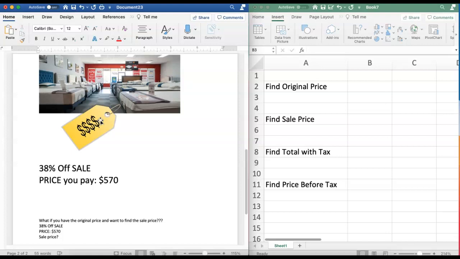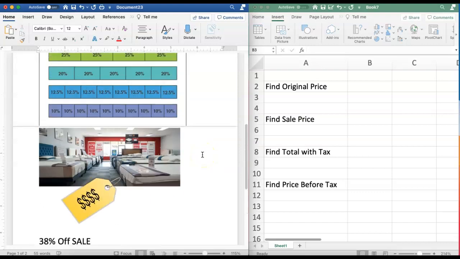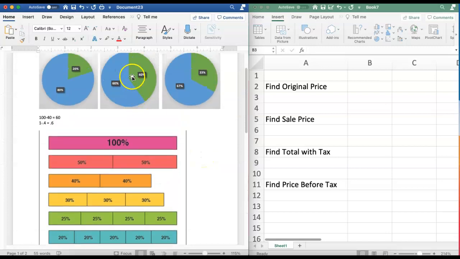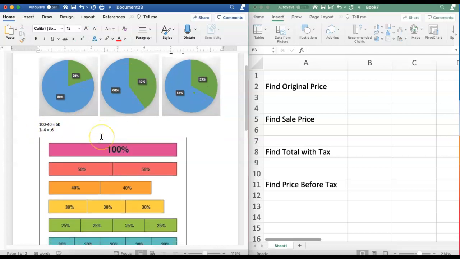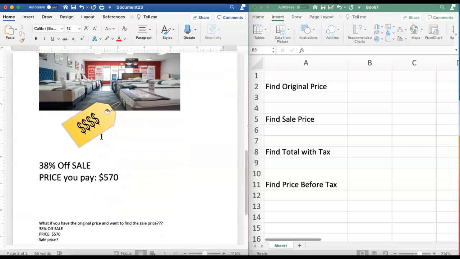So here we go. The first thing we want to do is go back to that picture, and I want this smaller down here. 38 is pretty close to 40 and 60, just a little less here. So we know that we're going to be dealing with 62 right here. And we can go through the process of doing 100 or 1 minus 0.38 and find out the percentage that way.